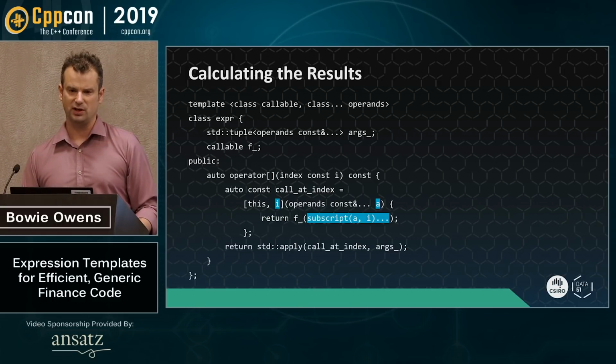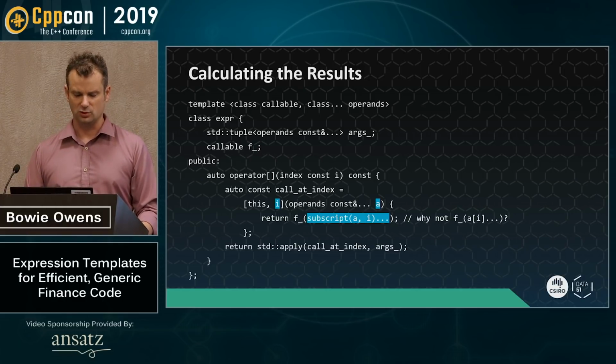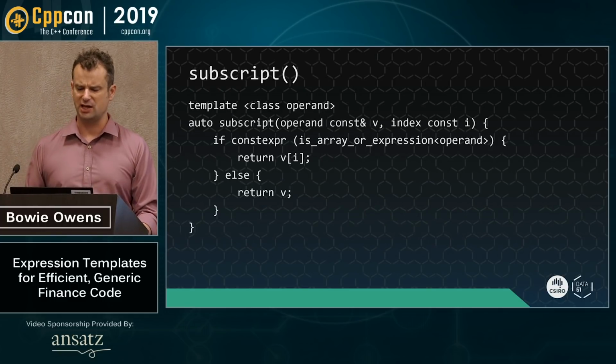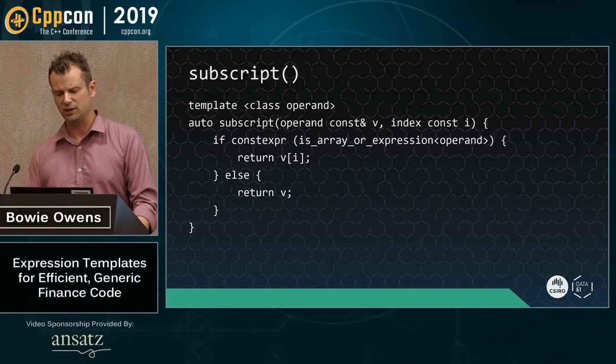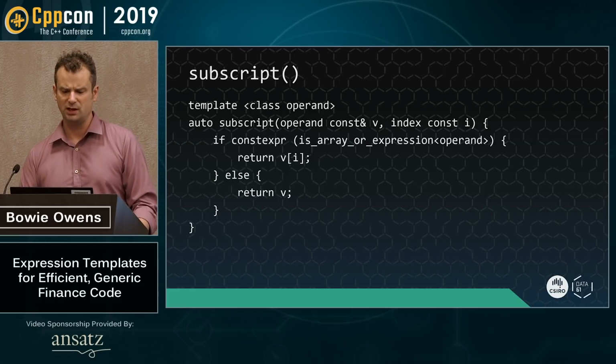Note the use of expansion by ... so that in the case of unary operators, this is going to expand to one call to subscript, binary operators two, and so on. Now you might be wondering, why do I call subscript instead of just having square brackets I after A? Earlier I mentioned that scalars need to be handled differently at some point. Doing so here permits operands that are scalar types, such as double, to participate without being boxed inside an object that makes them seem like an array.